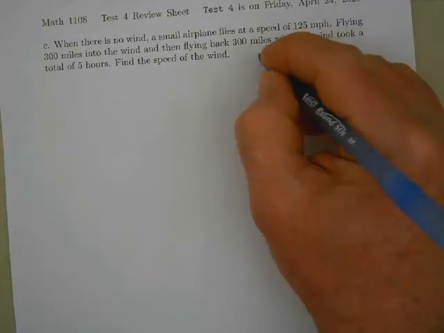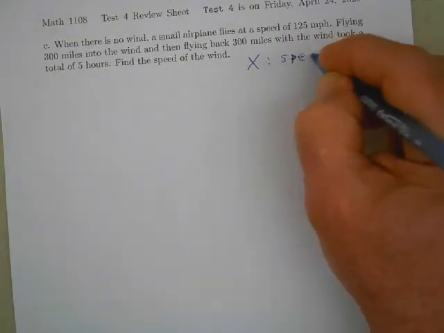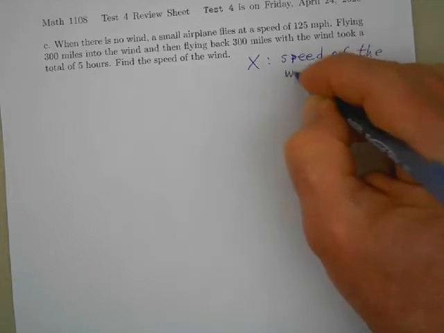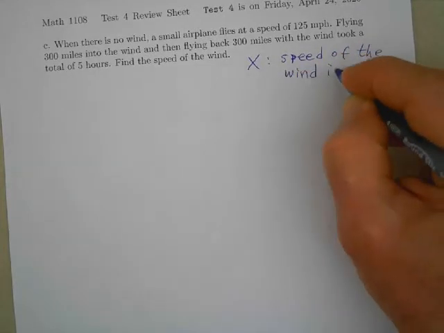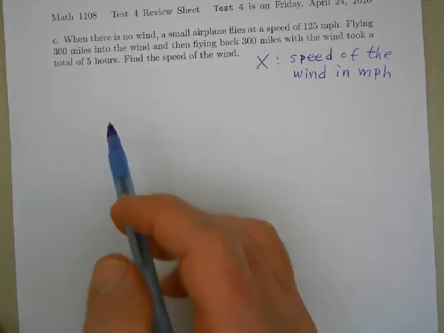Okay, so let's let x be the speed of the wind in miles per hour. Speed of the wind in miles per hour. And there are 2 scenarios described.